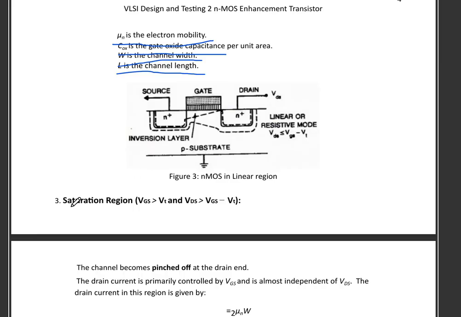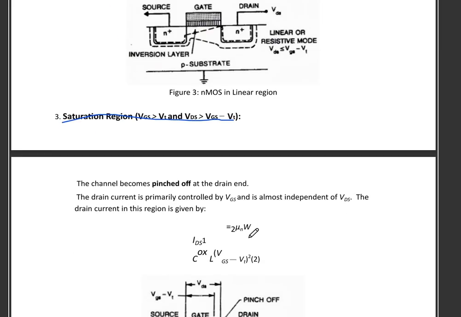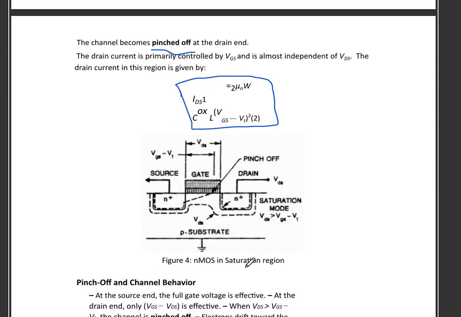Next, we'll discuss the saturation region operation. In saturation region, VGS is greater than VT and VDS is greater than VGS minus VT. So in this, the channel becomes pinched off, and the equation for drain current will be mu n into Cox into W by L into (VGS minus VT) the whole square divided by 2.